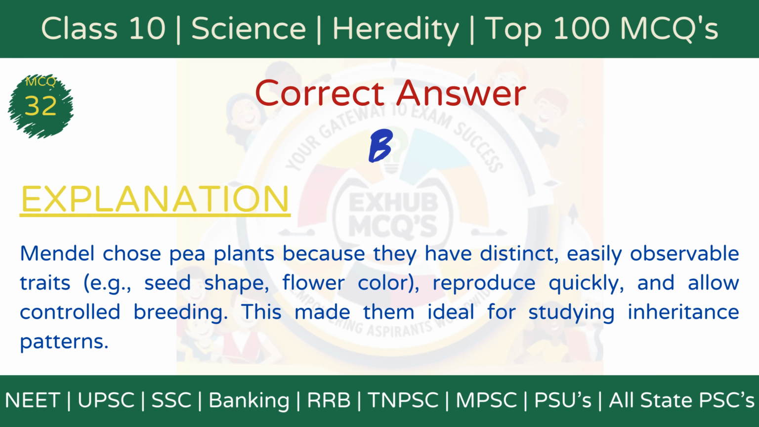The correct answer is option B, they had many visible traits. Explanation. Mendel chose pea plants because they have distinct, easily observable traits, e.g. seed shape, flower color, reproduce quickly, and allow controlled breeding. This made them ideal for studying inheritance patterns.